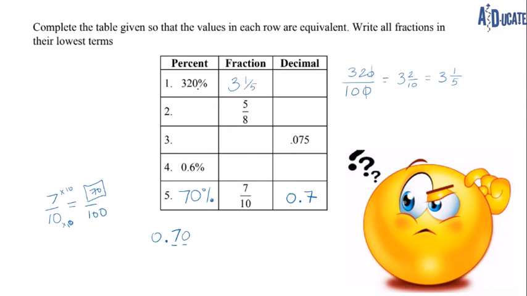As a decimal, I'm going to go back to my percentage. Remember, we're technically saying it's 320 divided by 100, or over 100. And as a decimal, this breaks down to 32 divided by 10, which is 3.2. Great.